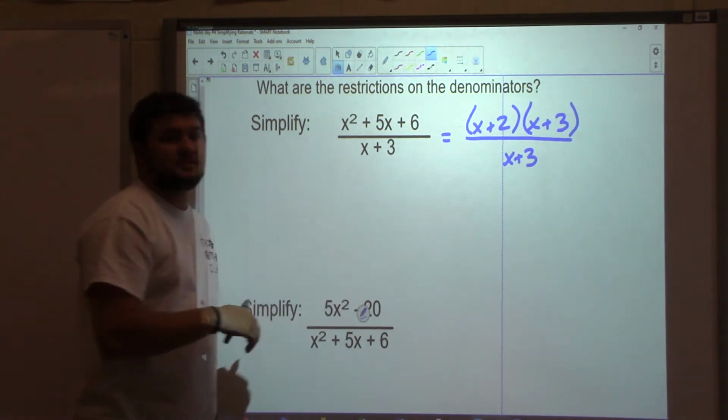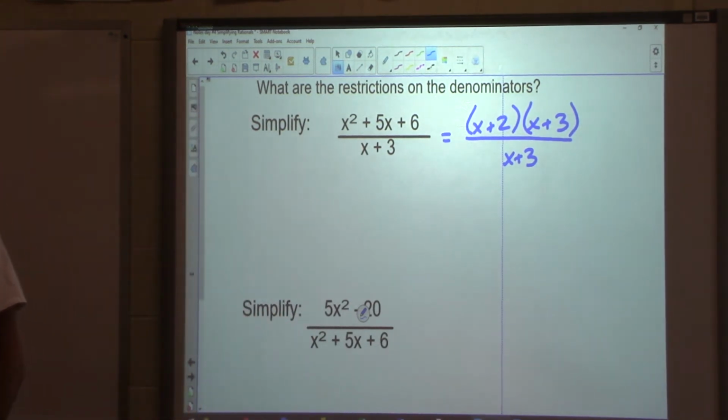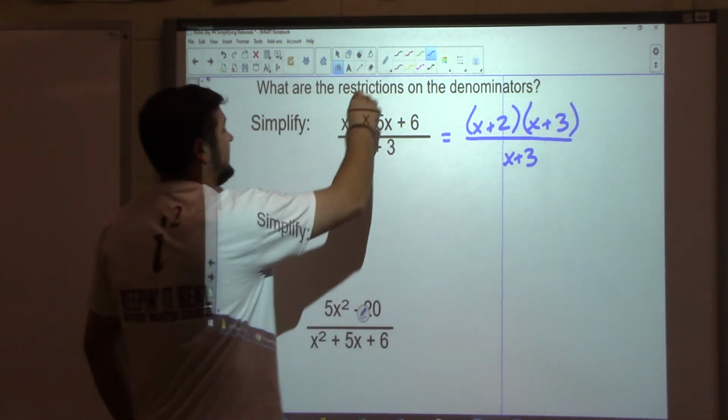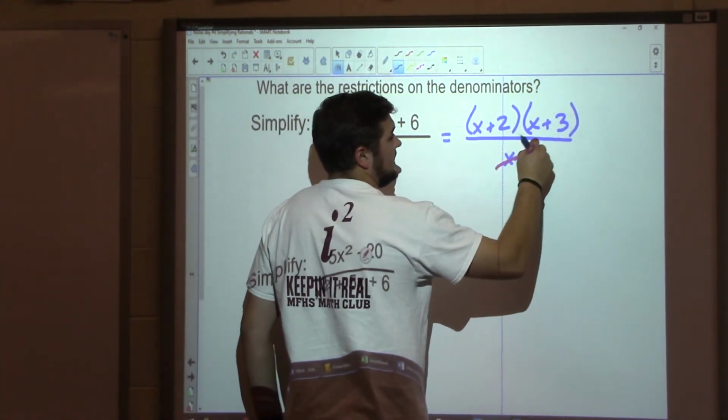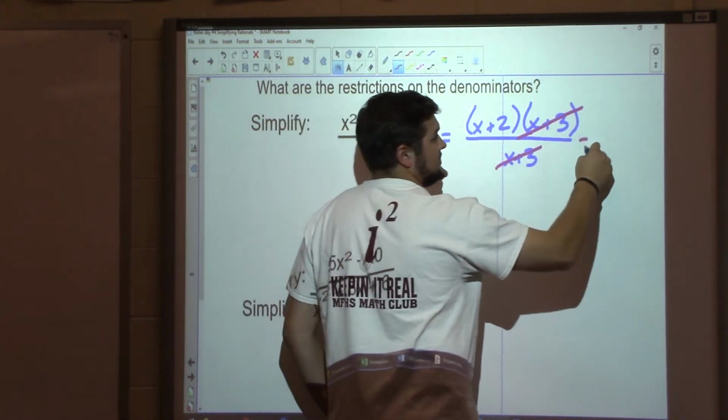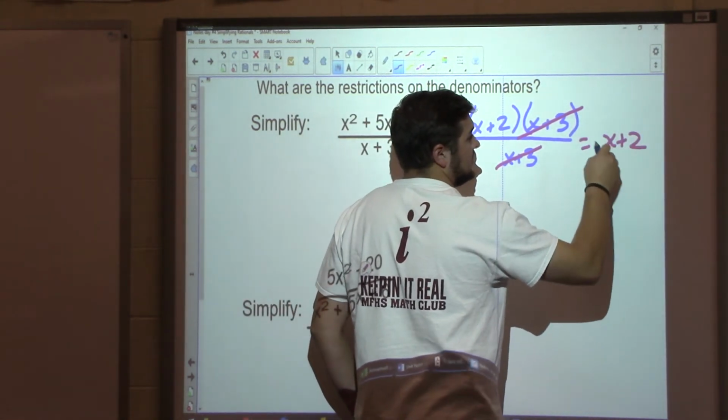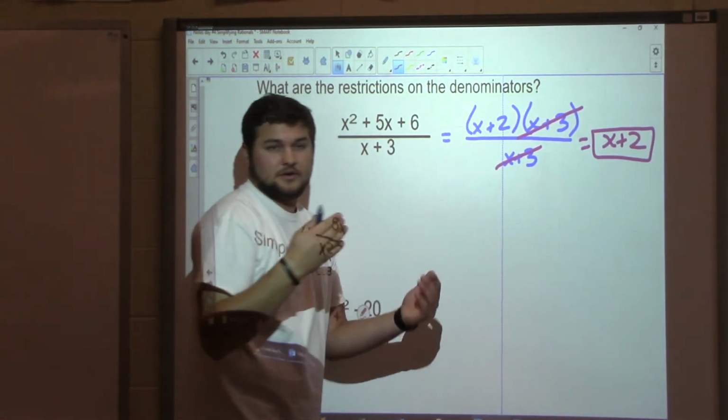Do I have any like terms in numerator and denominator? What are they? X plus 3. So if I have those like terms, I can cancel them out. I'm left with just x plus 2. Or you can put x plus 2 over 1. Doesn't matter. Both work.